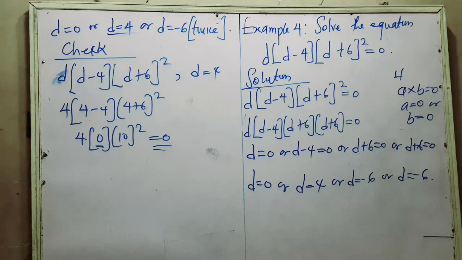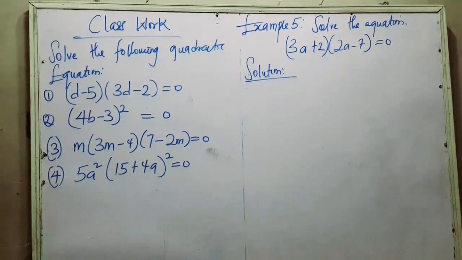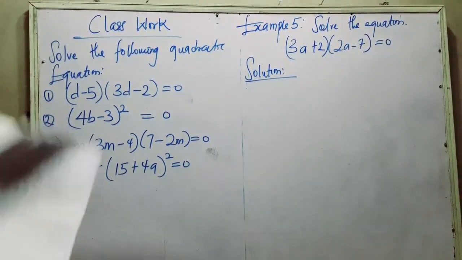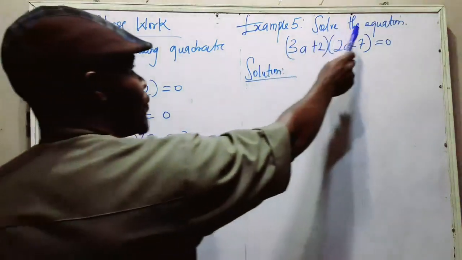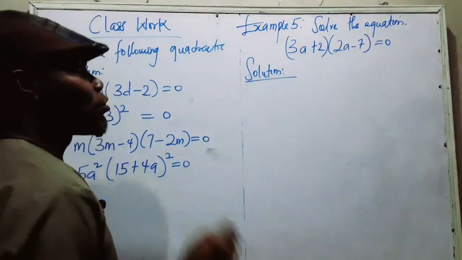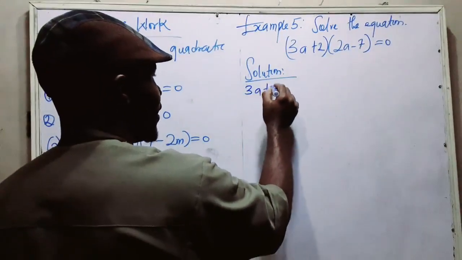Next class will be in another form of solving quadratic equations, in factorization. But before that, let's solve example 5. Now, this is the last example, example 5, before a practice work or a class work. Now, let's solve the equation. For solving this equation, let's rewrite the question again.